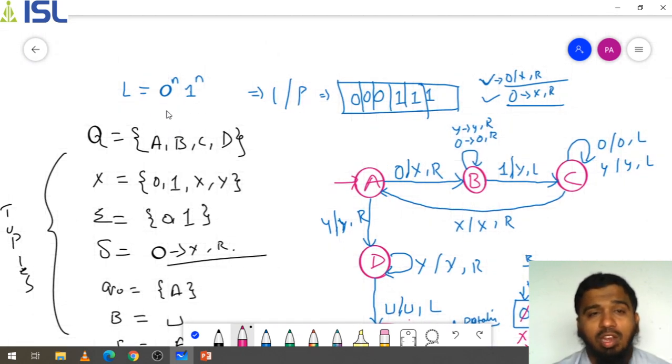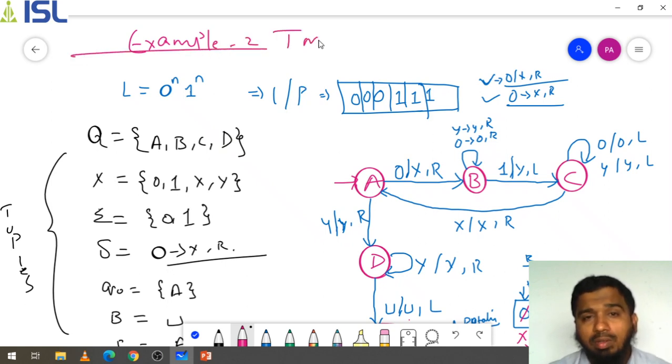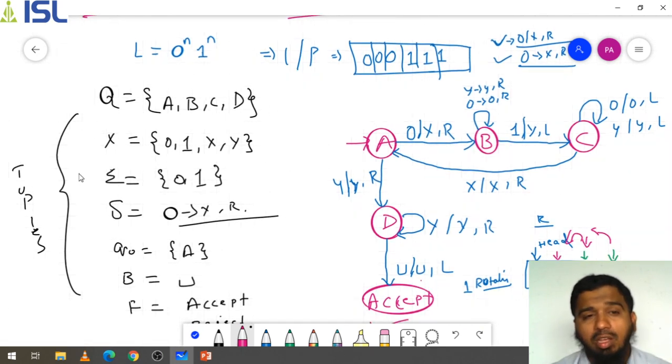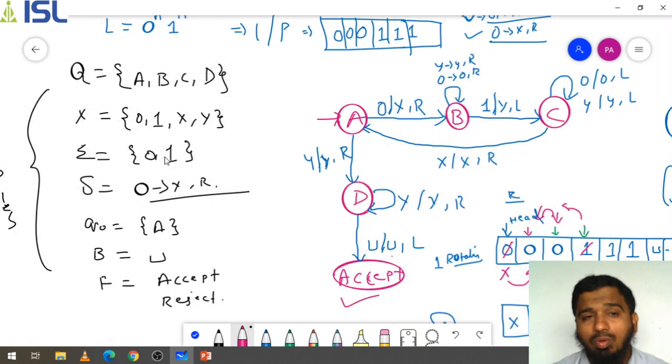So what we have done, once again I will explain. Example 2 of TM, Turing machine, 0 power n, 1 power n. What is my input string? 0 0 0 1 1 1. I am taking this one. So what is my Q? A, B, C, D. Gamma is 0, 1 and X, Y. What is gamma? This is the tape alphabet. Whatever alphabets you are using in the tape, you must mention in this. And sigma is the input, 0 or 1. Delta, whatever the operation we are performing here, that is the delta.